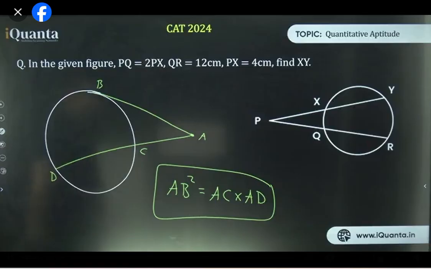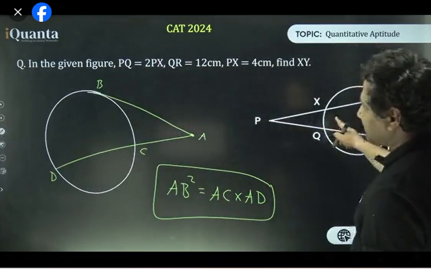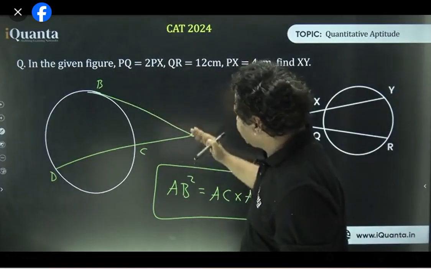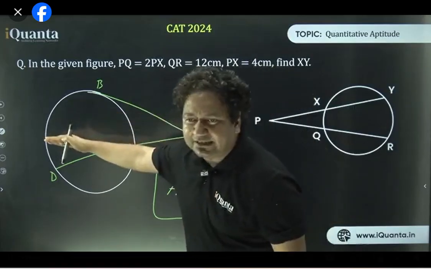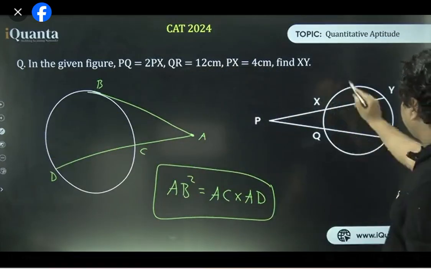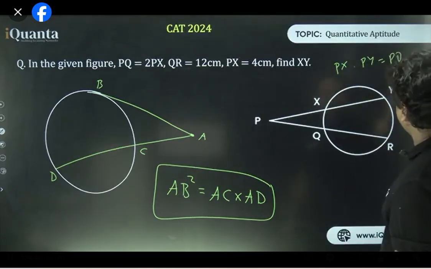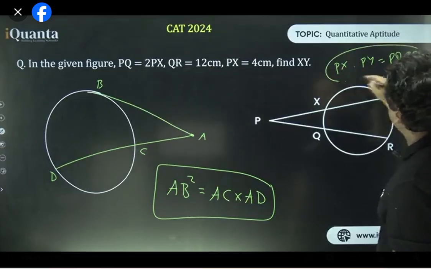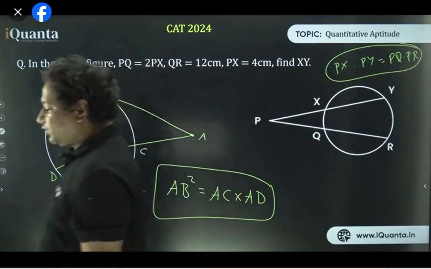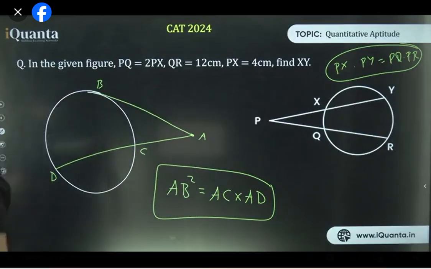This question is for the property only. Here AB was the tangent. The other case is that this line can go inside the circle like a secant. In that case, PX multiplied by PY is equal to PQ multiplied by PR. These two properties are there for the tangents. Note them down and answer the question correctly. Okay, yeah, Preeti. So now tell me the answer. Now it's simple.